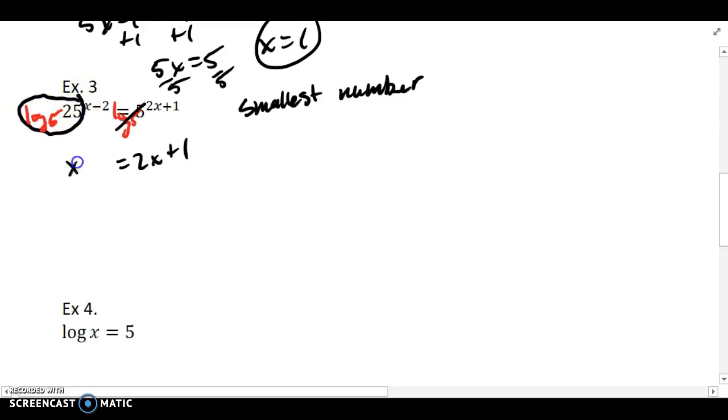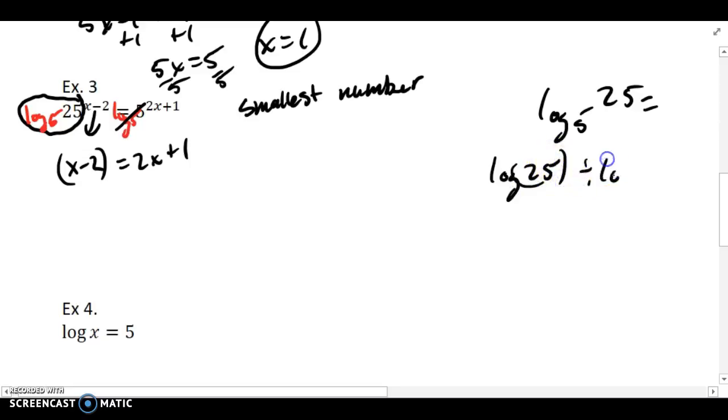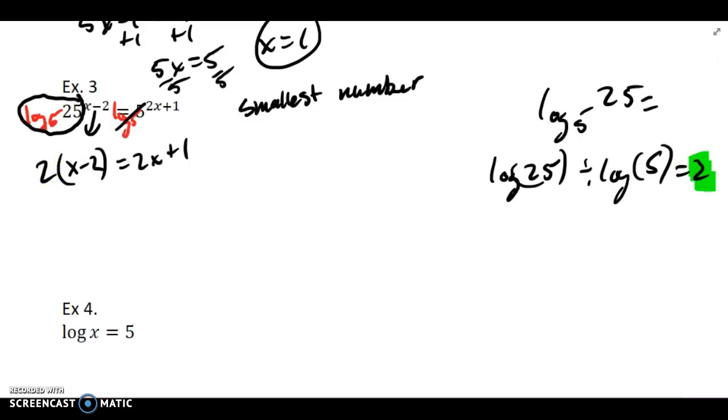Okay, so x minus 2 is going to come down in parentheses. That's just going to come down. We're going to solve this. So log 5 to the 25. What is that? Well, if you don't know, put it in your calculator. Log 25 divided by log 5, and you're going to get 2. So the answer to this is going to go here in front to be distributed. So we're going to distribute now, so we get 2x minus 4 is equal to 2x plus 1.